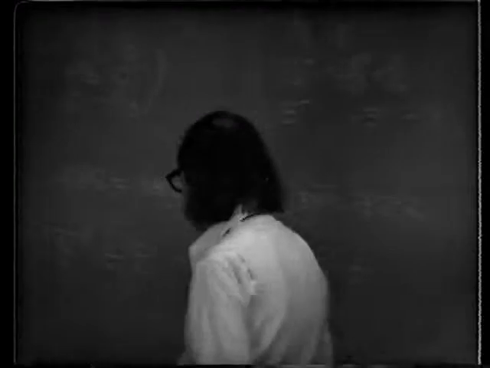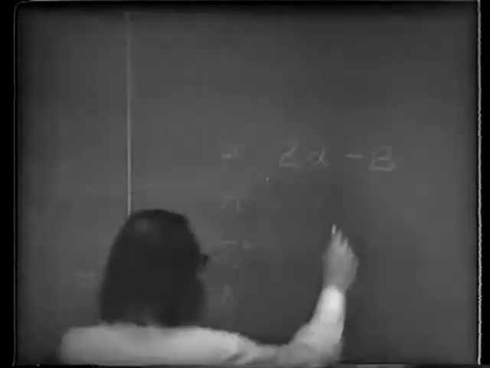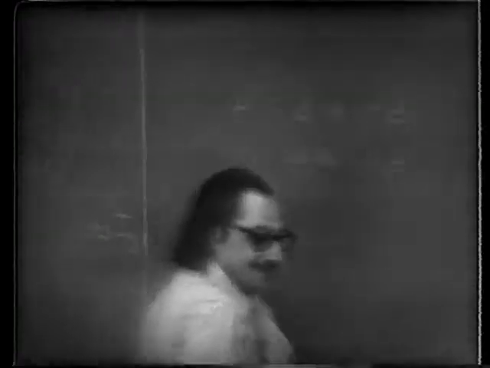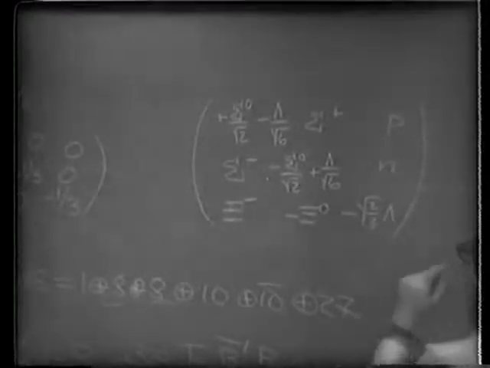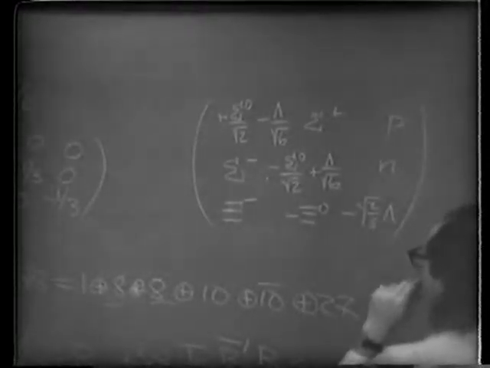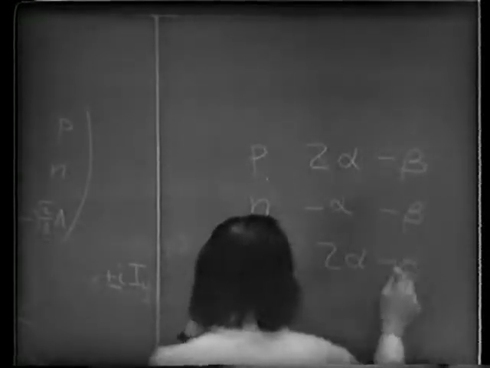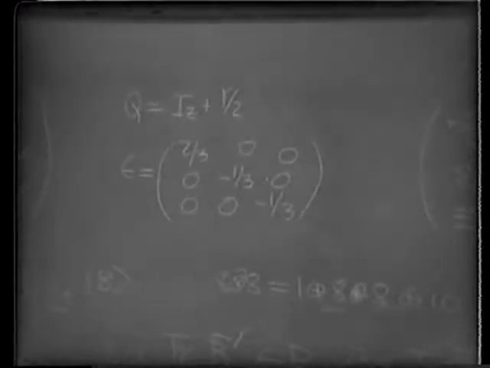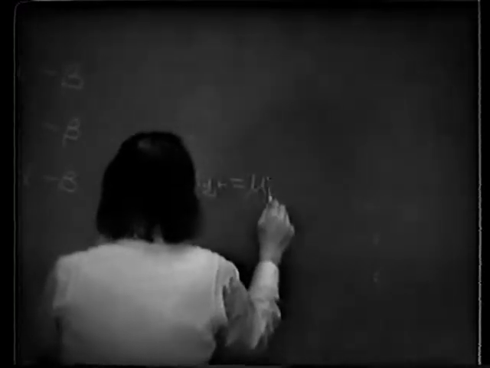Now, next, the neutron. That's in the third column, just like the proton, and it's in the second row. So that gives me minus alpha. Sigma plus is in the first row, just like the proton, and in the second column. But the second entry of epsilon is the same as the third. So we have our first prediction right away. The magnetic moment of the sigma plus has got to equal the magnetic moment of the proton.